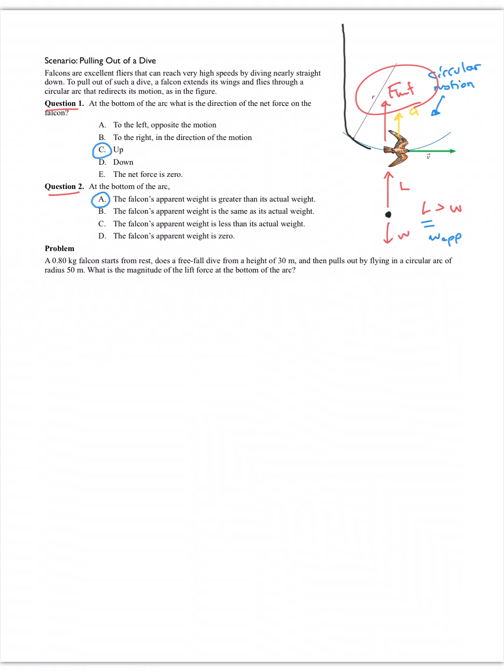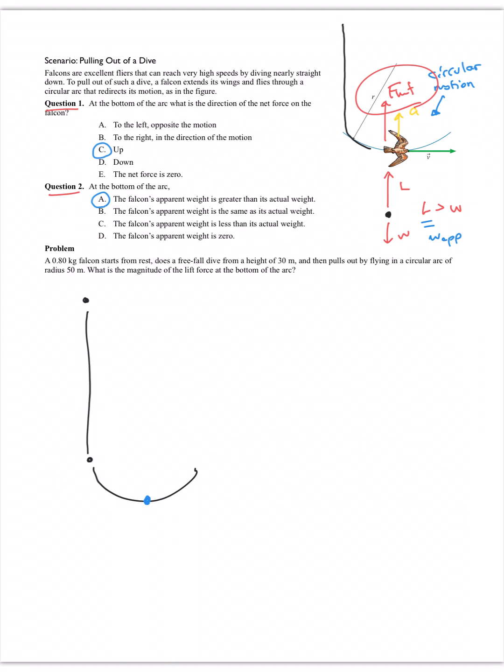Now, next problem, we're going to look at the problem. The problem starts out with a falcon who does a free fall from a height of 30 meters. So it falls 30 meters, and then it pulls out by flying in a circular arc of radius 50 meters. We're looking for the magnitude of the lift force at the bottom of the arc. So when the falcon gets right here, what is the magnitude of the lift force?